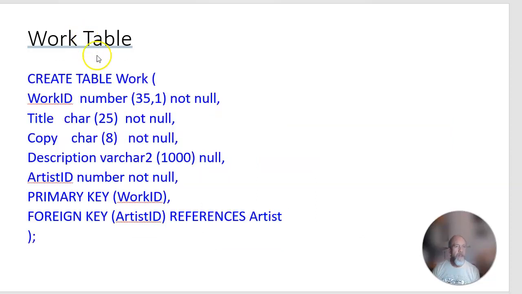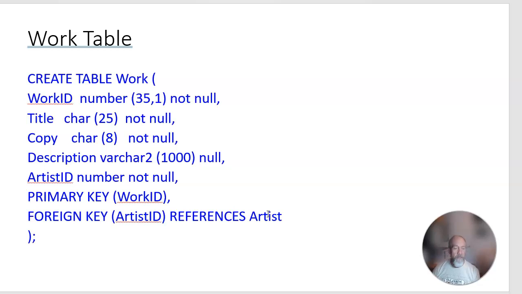Now, look at this. The work table has the same syntax: create table, name of the table, all the columns of the table, primary key defined, and foreign key defined, because there's a foreign key, which is artist ID in this table, and it references artist, which, by the way, has to reference the primary key of the artist table. And the artist table is created, and the primary key is defined, so it knows that if you reference artist, it's referencing the primary key of artist.